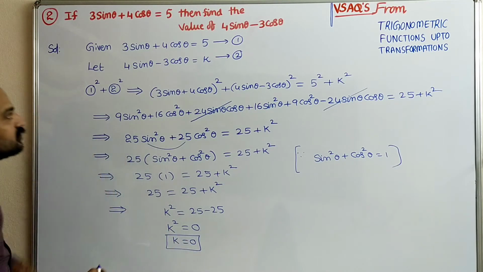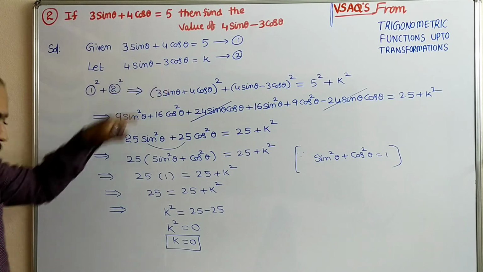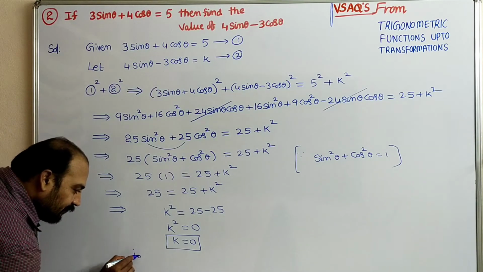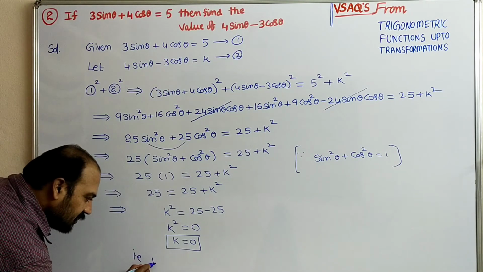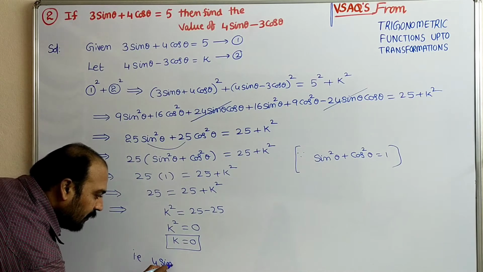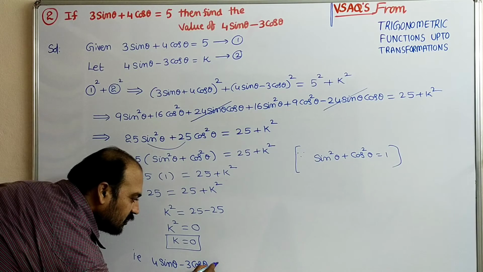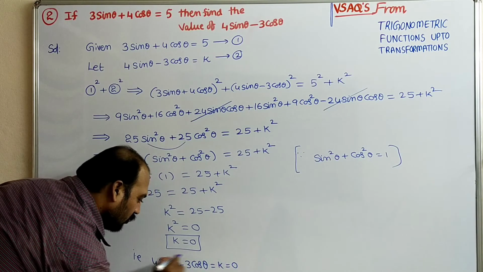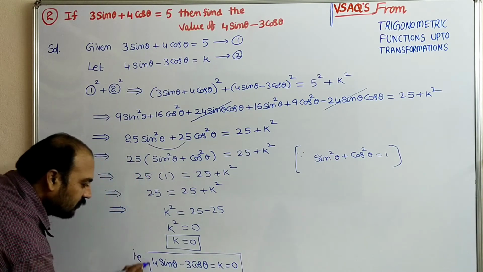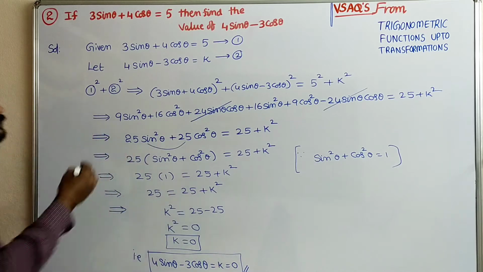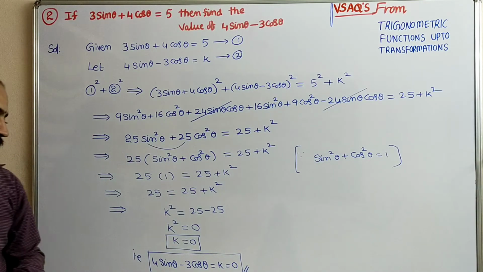What is k we assumed there? K is equal to 4 sin theta minus 3 cos theta, which is equal to k, which is equal to 0. That's the answer.